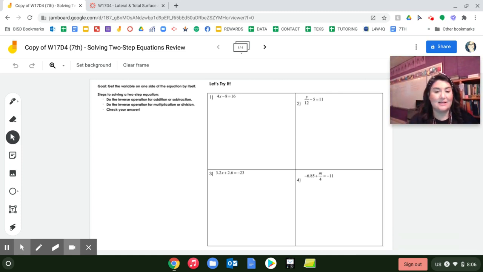Hey guys! So today we are reviewing how to solve two-step equations. I know we did this a little bit before break, but I didn't feel like everyone had it really mastered and was fully confident in it. So we're taking this day this week to go over it, and then next week we're going to do some different activities with it just to make sure that we are all completely mastering that standard before we move on.